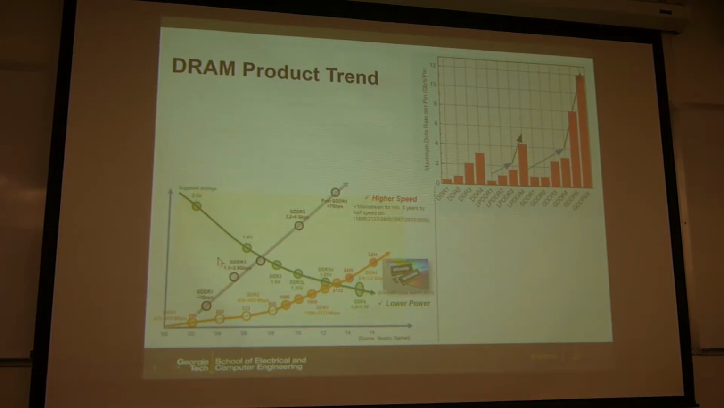And this is a trend for the DRAM product. And here this is the data rate, in gigabit per second per pin. And here we have DDR4, the LPDDR4, and this is the GDDR5X. So it's already more than 10 gigabit per second.